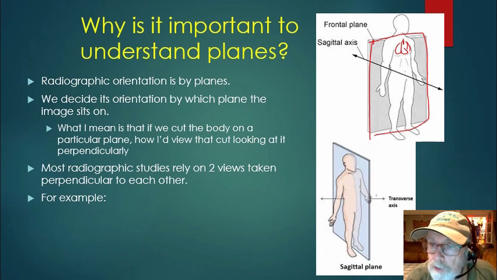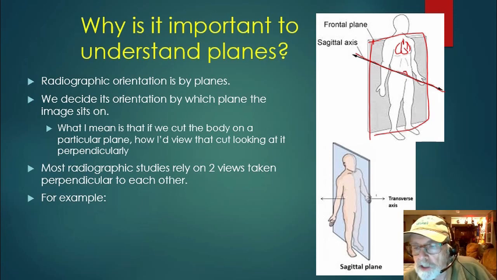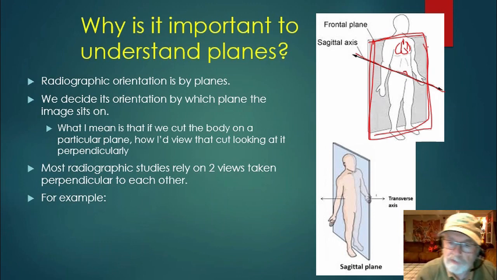What's my viewing point? It'd be perpendicular to it. This little line would be a sagittal axis. That axis that I'm viewing that X-ray would be on the sagittal plane, but I'm looking at a frontal plane image. Okay? Let me give you another example.